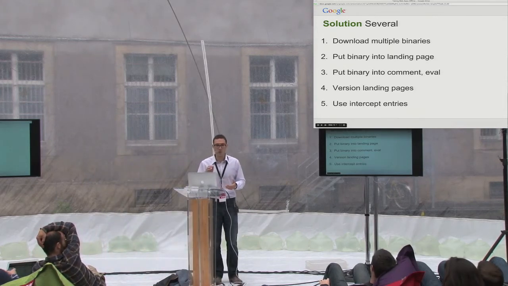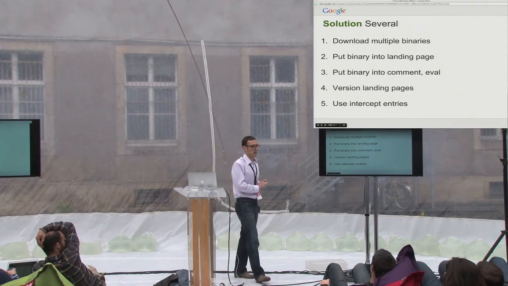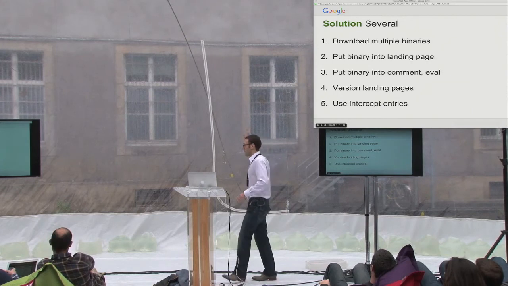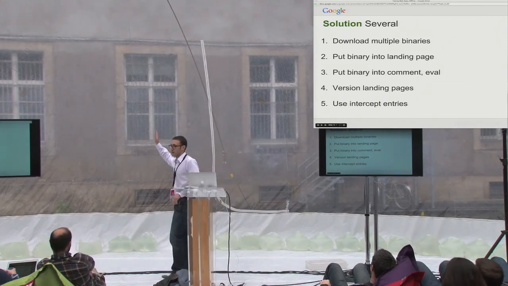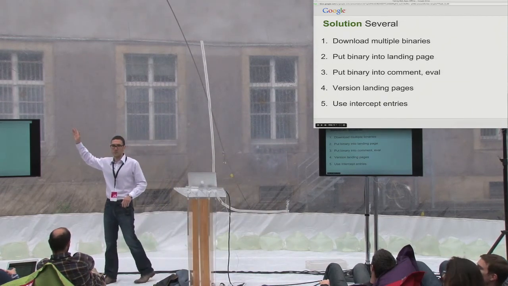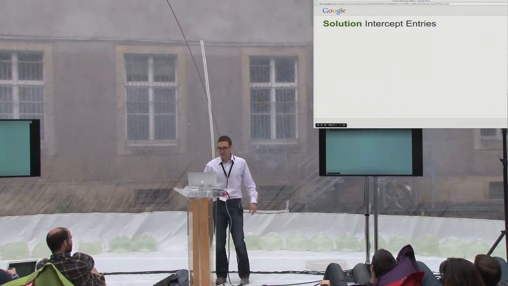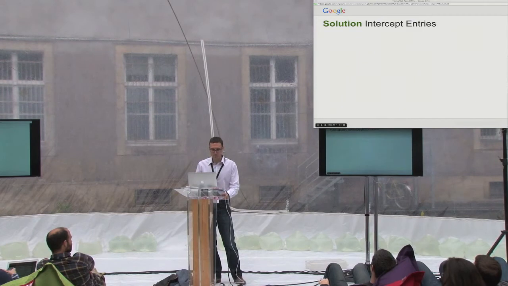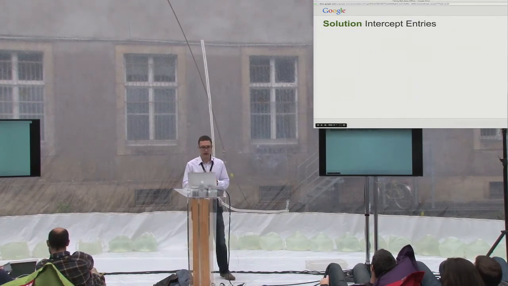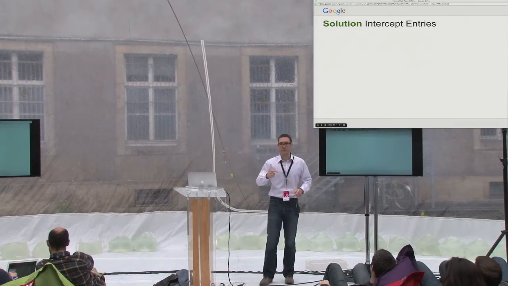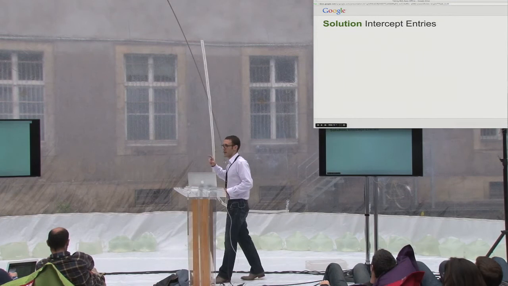Which leads us to intercept entries, which is what we ended up going with. So who here is familiar with the Chrome-specific, as far as I know, Chrome-specific concept of intercept entries in the app cache? Awesome, I'm going to teach you something new. Chrome-specific app cache entries allow you to intercept URLs using a prefix match before they hit the network.